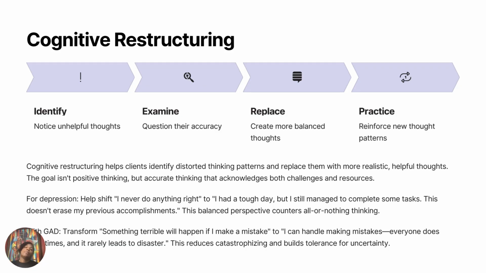Another type of treatment that you can use with your clients is cognitive restructuring, which helps them identify distorted thinking patterns and replace them with more realistic, helpful thoughts. The goal isn't positive thinking, but accurate thinking that acknowledges both challenges and resources.